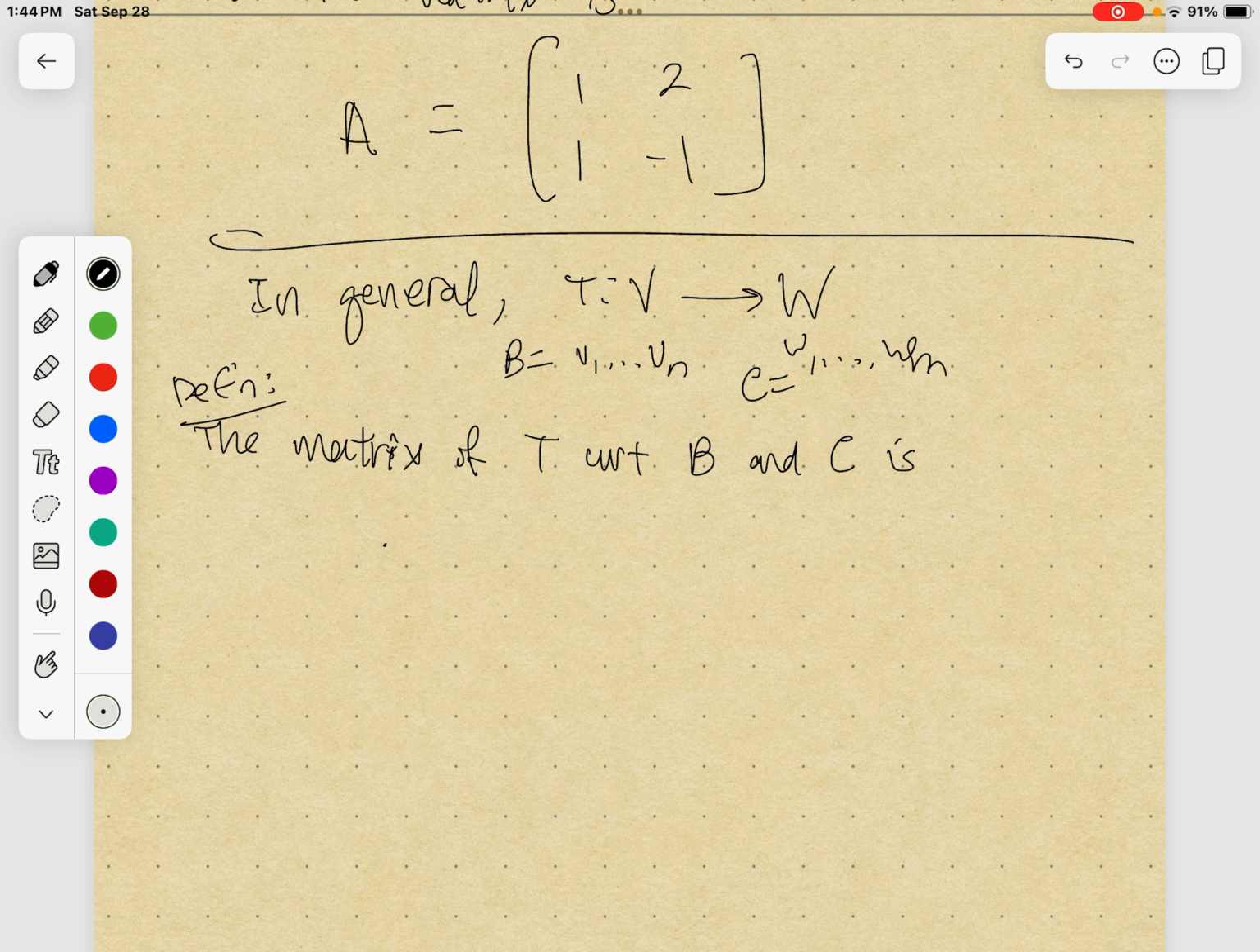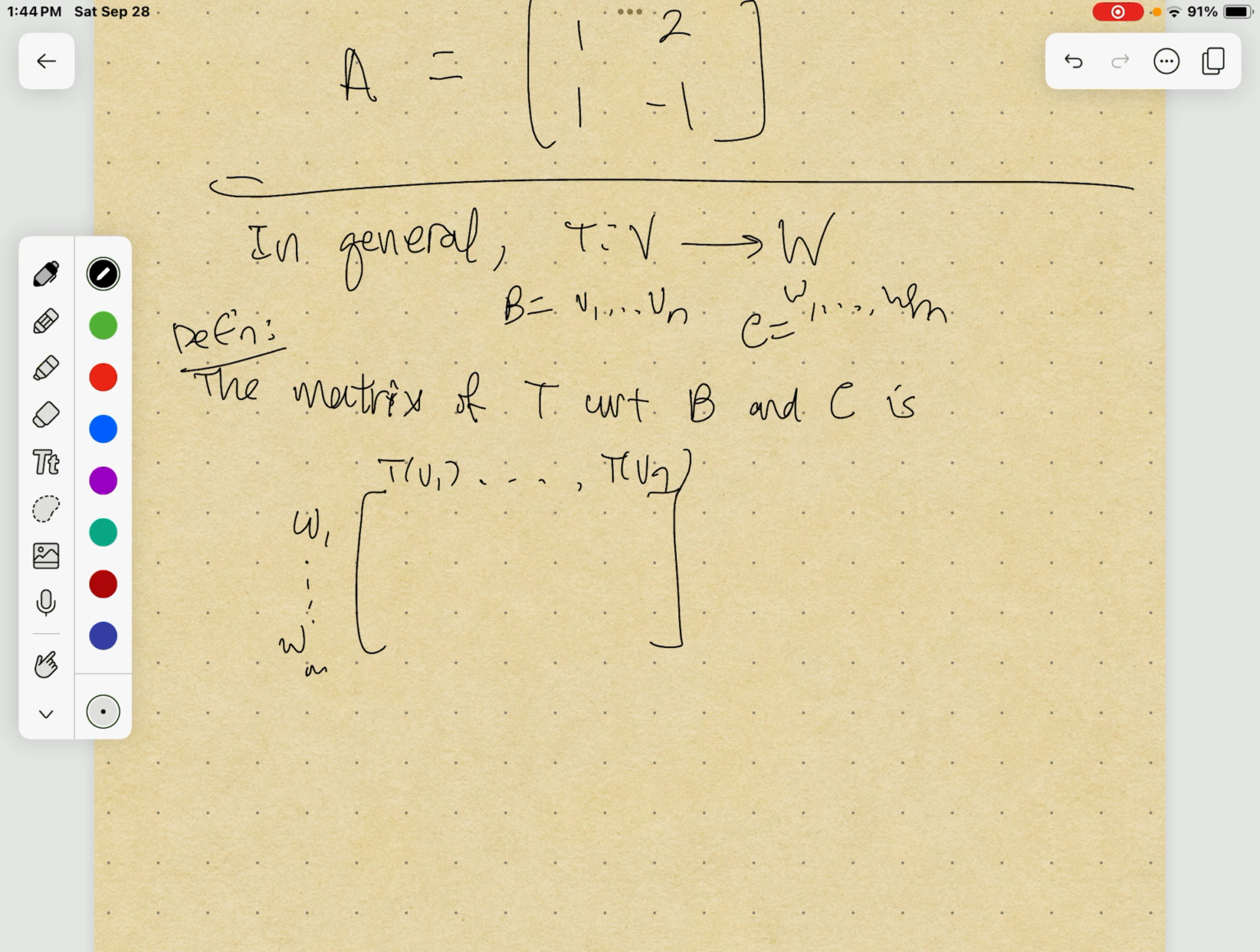okay, how do I put this? You take T of V1 through T of Vn, and you find the coordinates of these relative to the basis C. Okay, this is nonsense, but you understand what I'm trying to say. I take T of V1, I express it in terms of the basis W1 through Wm. That gives me my first column. And then in general, the jth column is just T of Vj relative to the basis W1 through Wm.